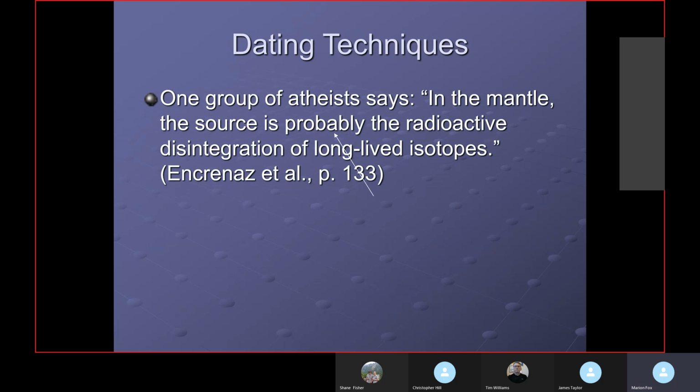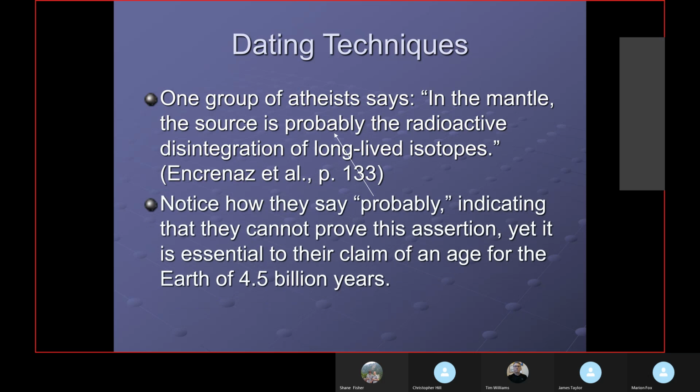One group of atheists says, in the mantle, the source is probably, notice the word probably, the radioactive disintegration of long-lived isotopes. Notice how they say probably, indicating that they cannot prove this assertion. And again, their whole system depends upon this. If they're wrong on this, they're wrong on the age of the Earth. It can't be more than 25 million years old, assuming it was allowed to cool off by strictly naturalistic means, that there was no God involved in the creation.